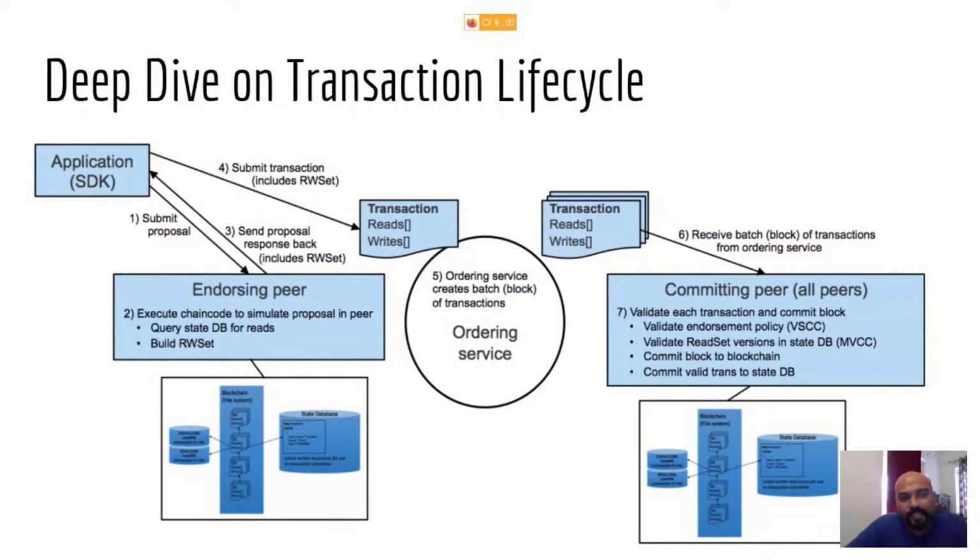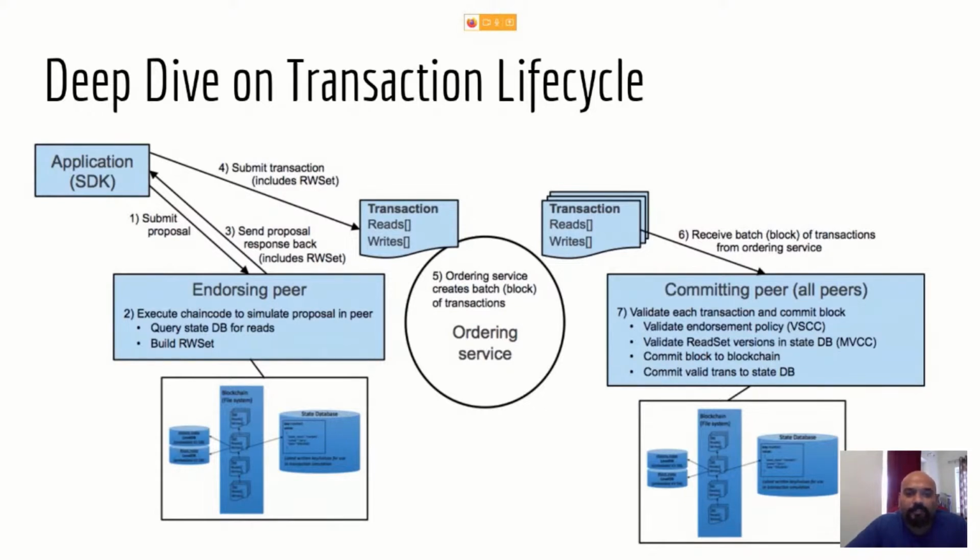The SDK again submits the transaction to the ordering service. The ordering service then creates a batch of transactions based on the configuration we have done. You can group transactions based on the minimum number of transactions you mentioned inside the configuration. It could be 10, 20, etc. Or it is based on the block timeout in seconds.